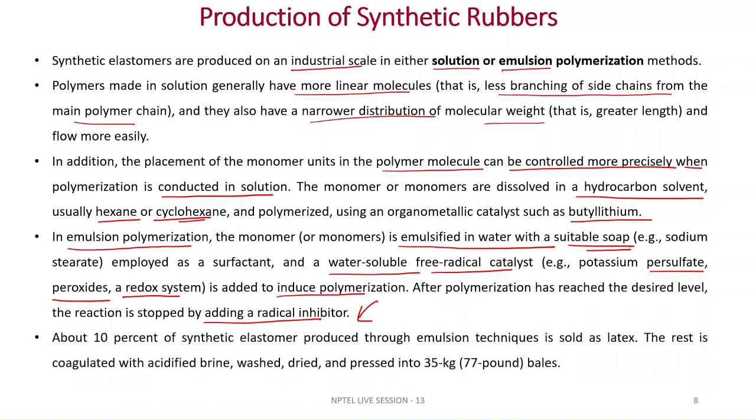About 10% of the synthetic elastomer produced through the emulsion technique is sold as latex, and the rest is coagulated with acidified brine, washed, dried, pressed into 35 kg or 77-pound bales, and then sold. Okay, mostly the emulsion techniques are used.